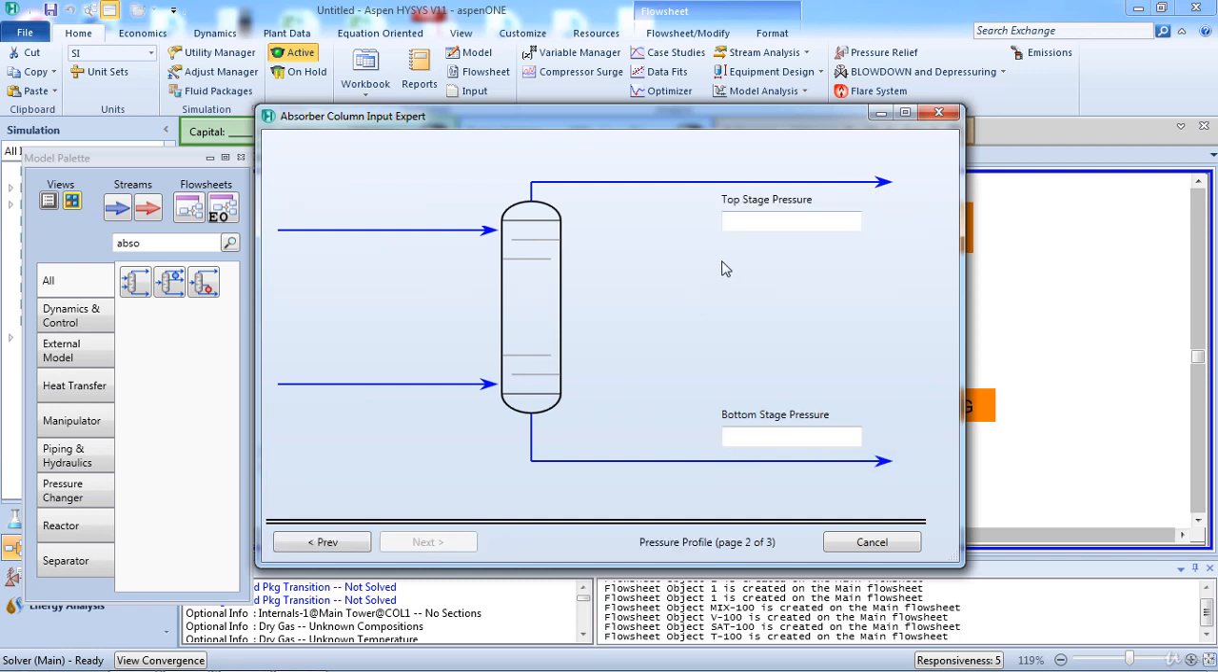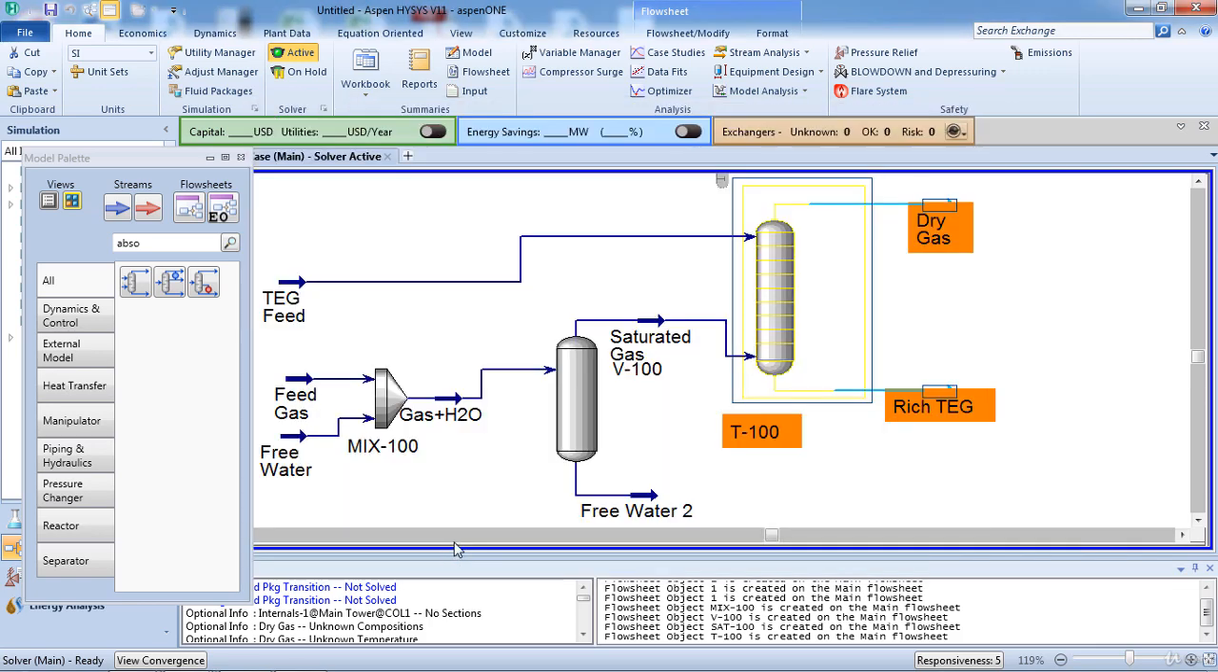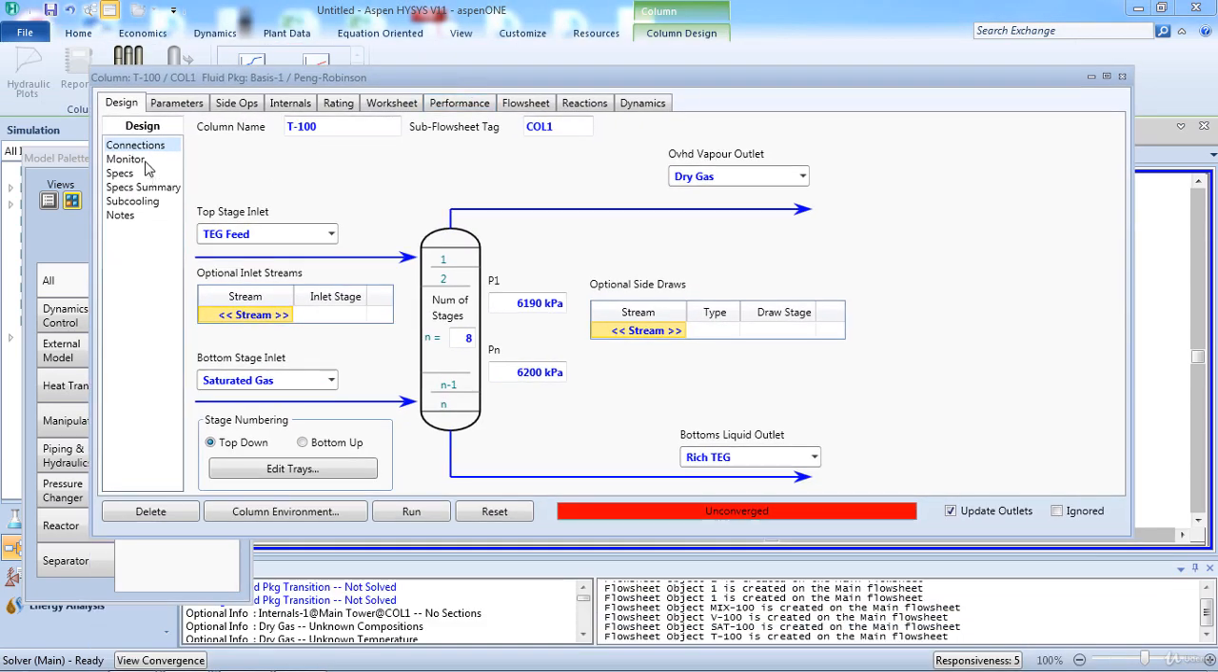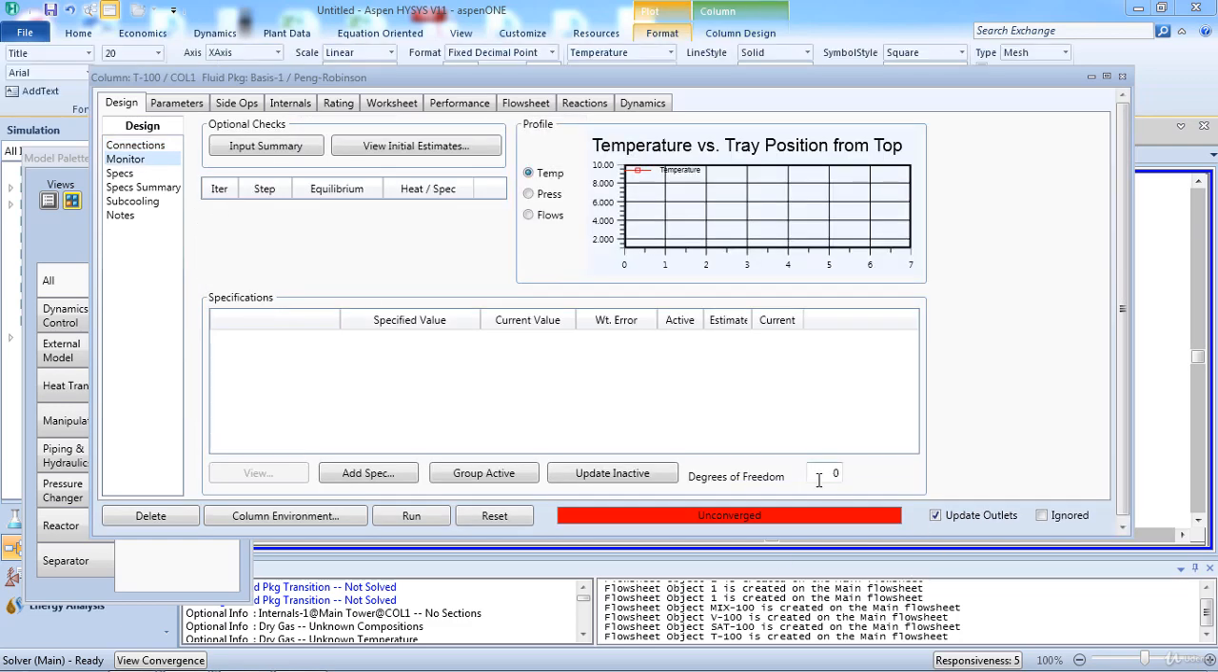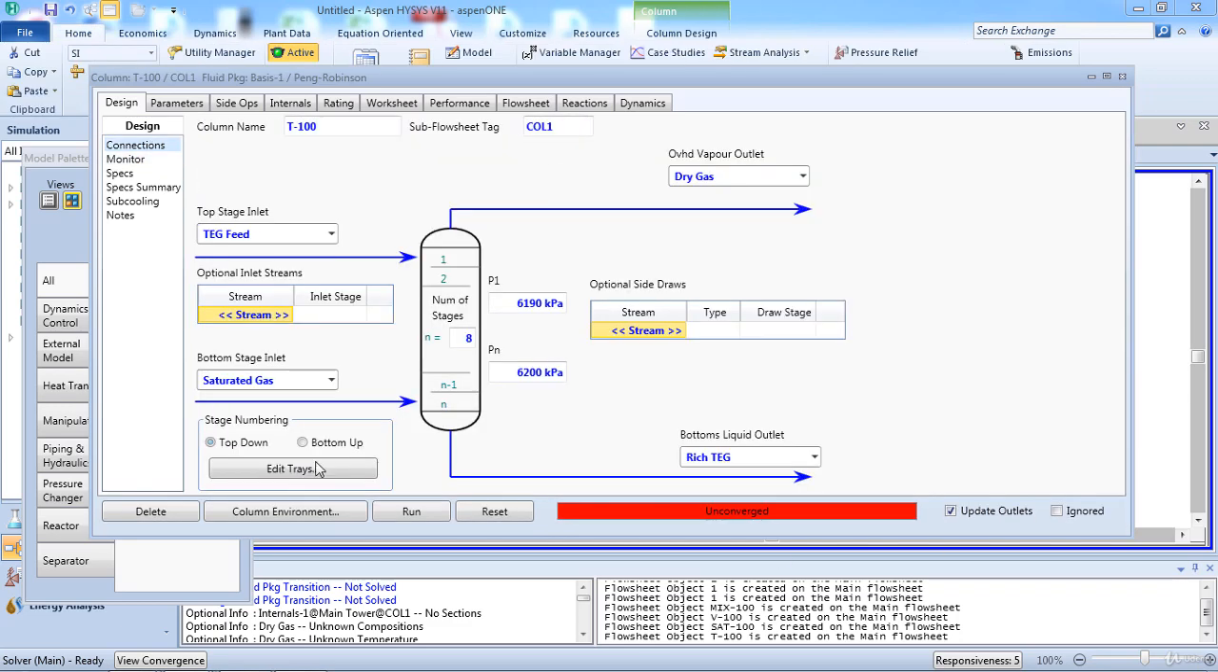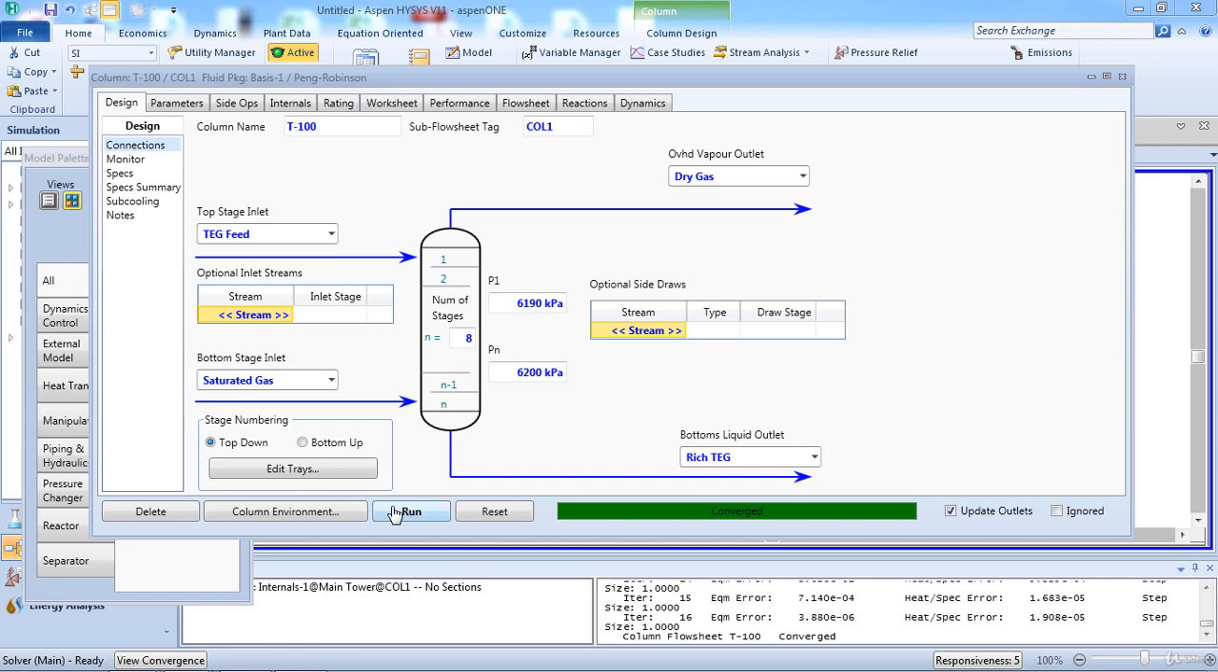The top stage pressure and the bottom stage pressure according to the case we have. Now we can run the column. Let's first check the degree of freedom. Degree of freedom is 0, no specifications required. Now run the column, it's ready, convergence.